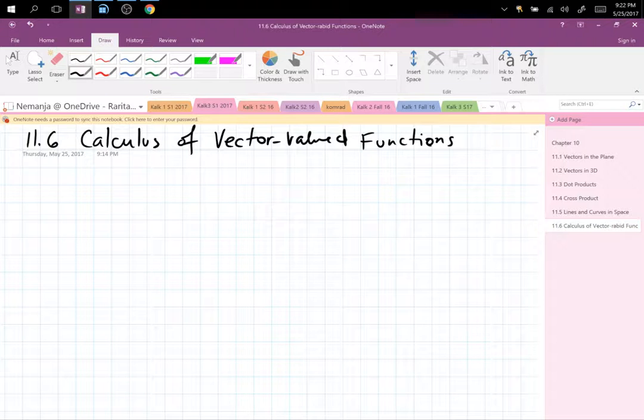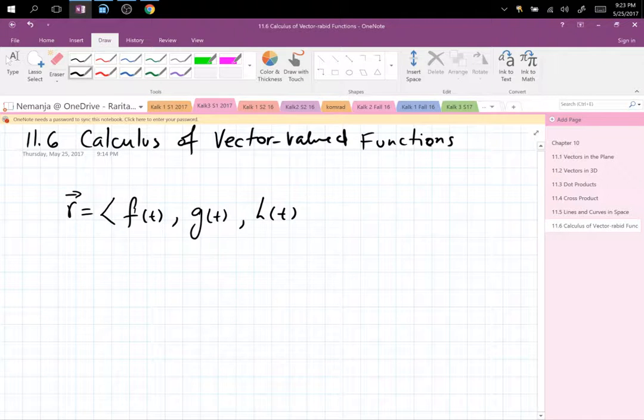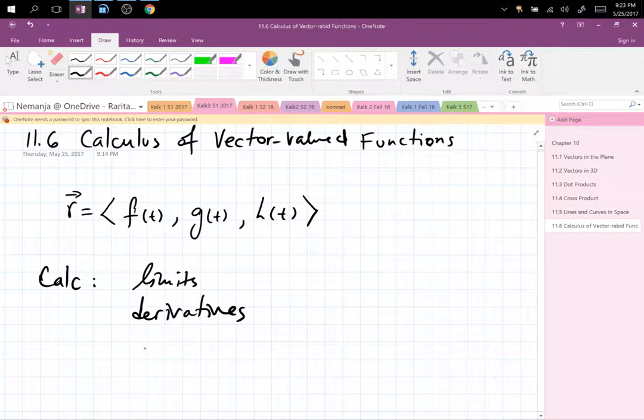We know that the vector-valued function is a collection of three functions which are all dependent on the same parameter t. And we know that calculus consists of limits, derivatives, and integrals.